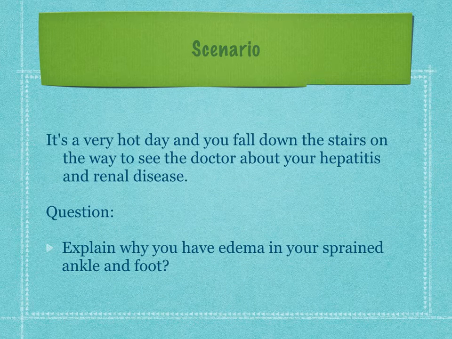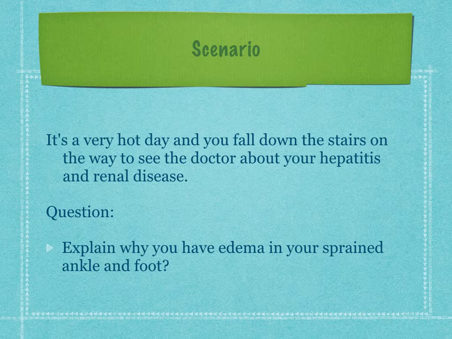Let's look at another scenario. It's a very hot day, and you fall down the stairs on the way to see the doctor about your hepatitis and renal disease. So the question is, explain why you have edema in your sprained ankle and foot. Well, edema is defined as palpable swelling produced by an increase in interstitial fluid volume. Since you may have had some edema in your ankle and foot, let's start there.